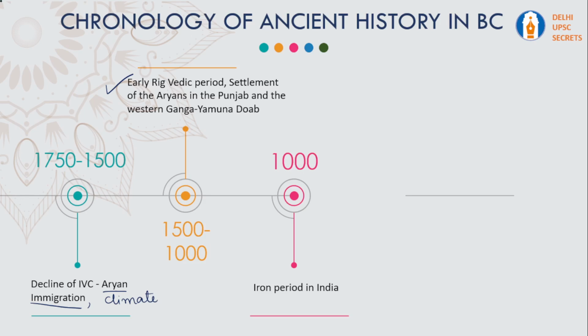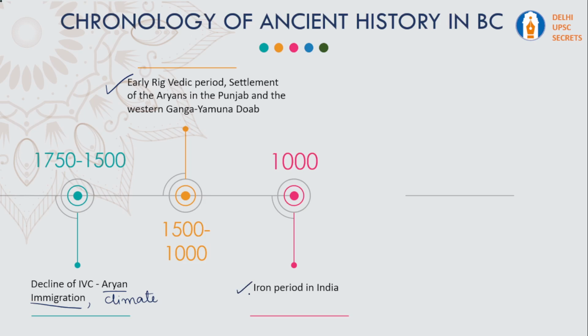Because of the migration of Indo-Aryans, the Vedic period started, and the earliest Veda, which is Rig Veda, was actually composed in this particular period itself. And 1000 BC is called the most important period. We call it the Iron Age.